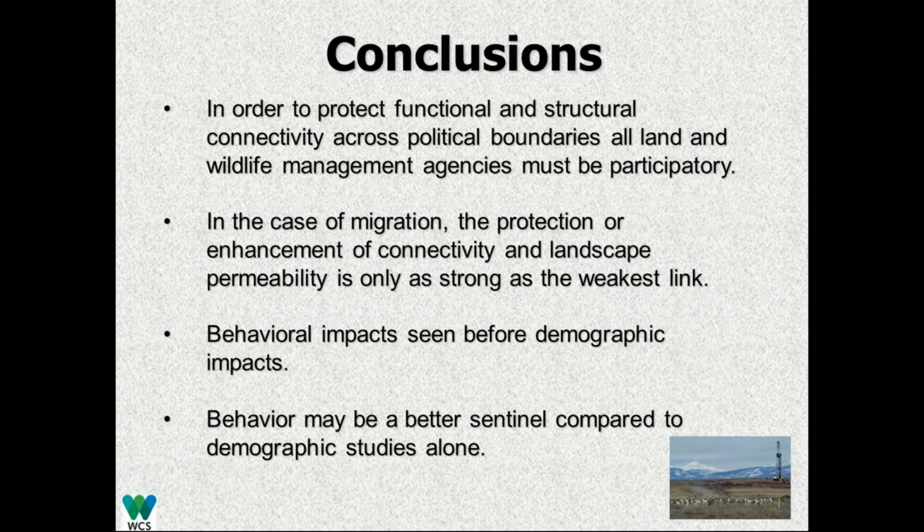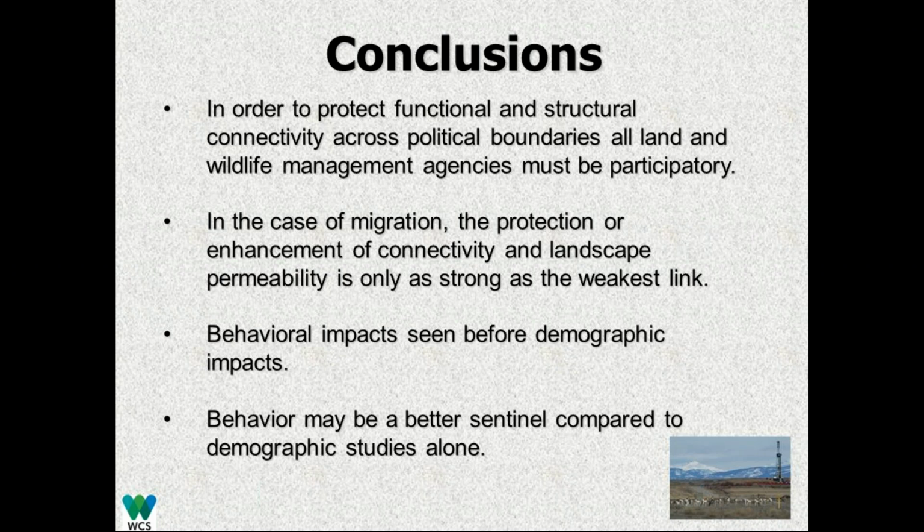involved. So in conclusion, what we learned is that in order to protect functional and structural connectivity across political boundaries, in the case of something like Path of the Pronghorn, all land and wildlife management agencies have to be participatory. For the long-term persistence of pronghorn, what's going to occur on their winter range and the migration route could have a direct influence on whether pronghorn are maintained into the future in Grand Teton National Park.